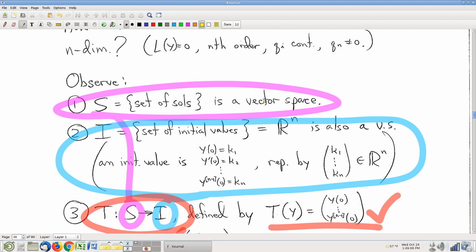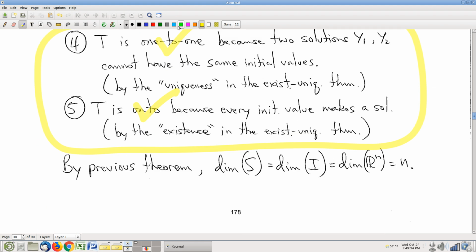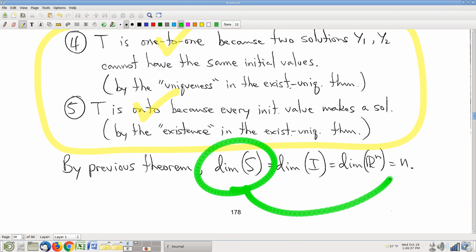Okay, let's think that through. The dimension of S is what we're trying to figure out in the first place. We're trying to understand the dimension of this vector space of solutions. The dimension of I is obvious. We've already agreed, the set of initial conditions is just Rn. The dimension of Rn, old news. It's n. Right? So that gives us the conclusion that we want. The dimension of the set of solutions is n. It's as quick as that, right?